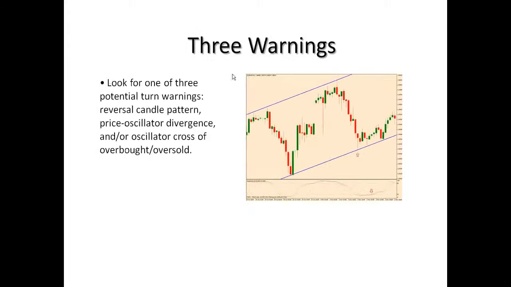Once you have your backdrop, what do you look for? One of three warnings. The first type of warning is the reversal candle pattern. The ones I like the most are hammer candles and shooting star candles, sometimes doji candles, sometimes engulfing patterns. As we can see in this illustration, we have a reversal candle pattern here.